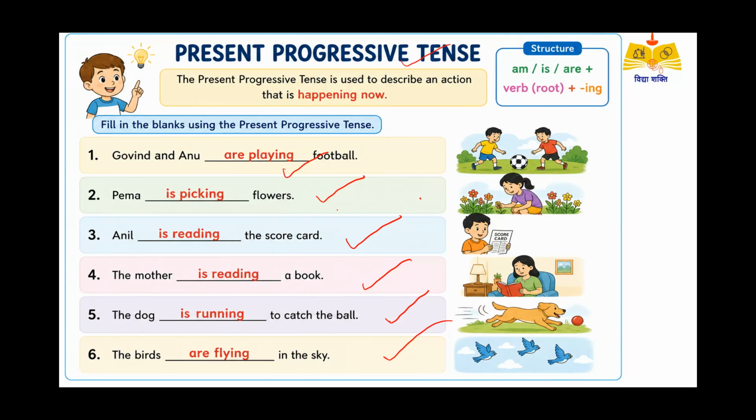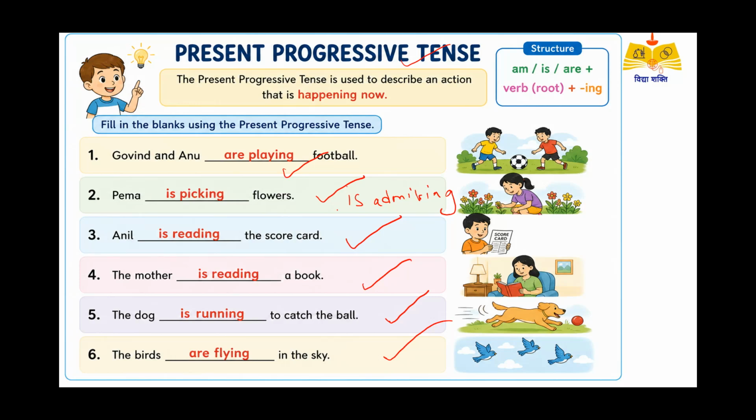For example, you can use Pema dash flowers. You can also use is admiring. She is admiring the beauty of flowers. You can also write Pema is admiring flowers. You can write that way too. But it should be in the right form and it should be a suitable word. For example, if you feel sometimes the dog is jumping, you can write that. So these are a few examples of present progressive tense.